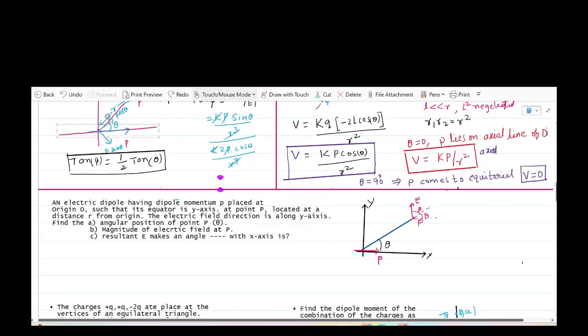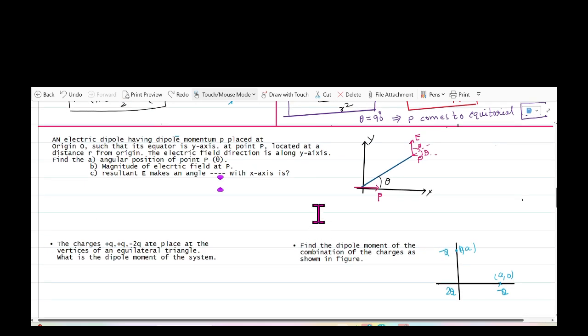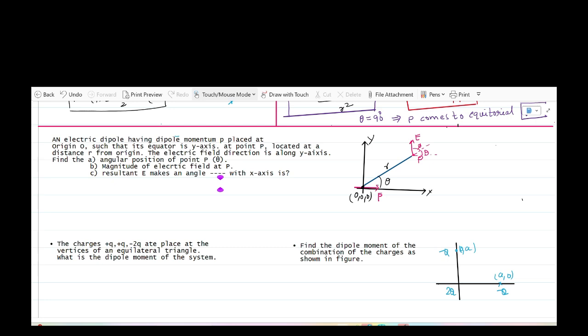So now if you take some other examples. Now see, an electric dipole has a dipole moment P placed at the origin O. So here, this is the problem. O is 0, 0, 0. The dipole moment is along the x-axis. And at point P, at distance R from the dipole, the field is acting along the y direction. This is Ey, that means J cap. Now it is asking to find the angular position, the magnitude of the electric field, and how much angle with the x-axis.